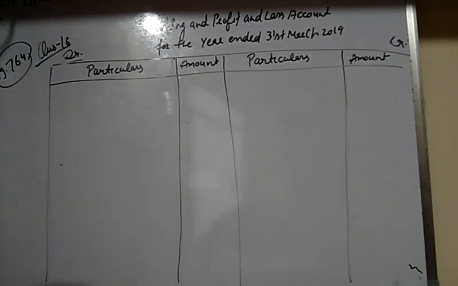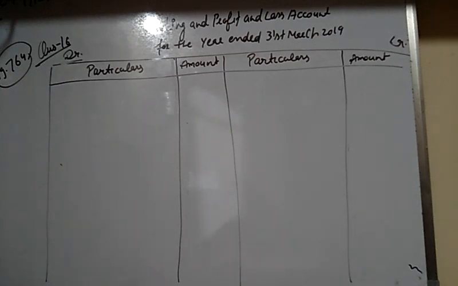Students, today I am going to solve question number 16 of your chapter number 18, Financial Statement without adjustment. This question is on page number 764. So chapter number 18, Financial Statement 1 without adjustments, page number 764 and question number 16.